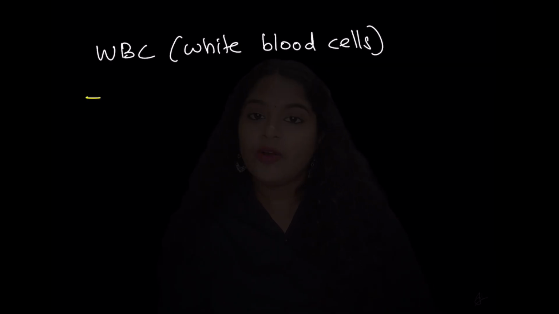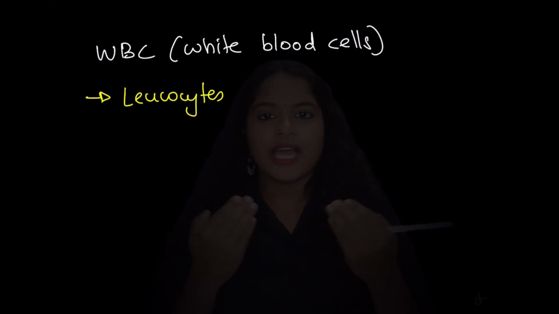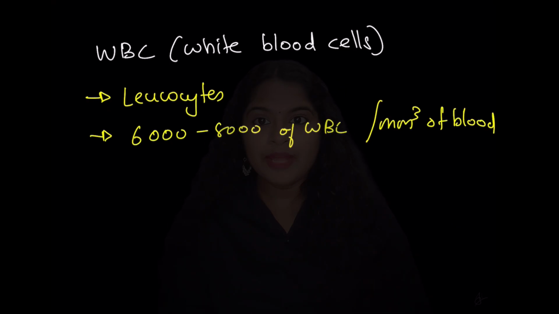Now coming to WBC. WBCs are white blood cells. They are also called leukocytes. These WBCs do not have hemoglobin, so they are colorless. In 1 mm cube of blood, you can find 6,000 to 8,000 WBCs. These WBCs have a nucleus, that is, they are nucleated.